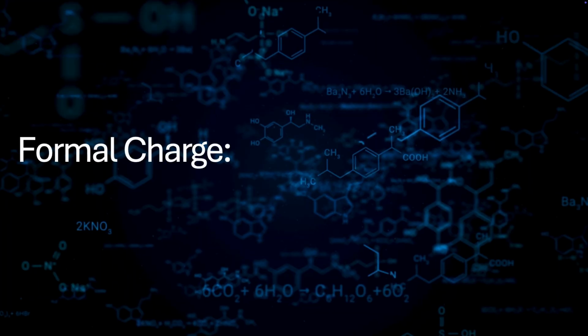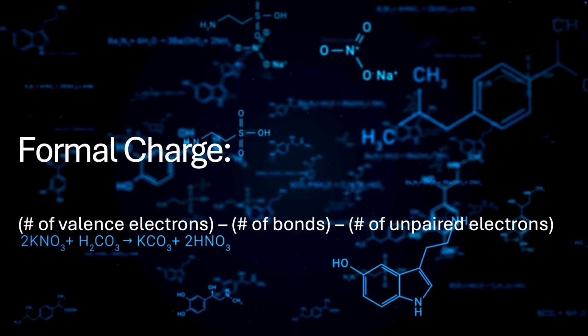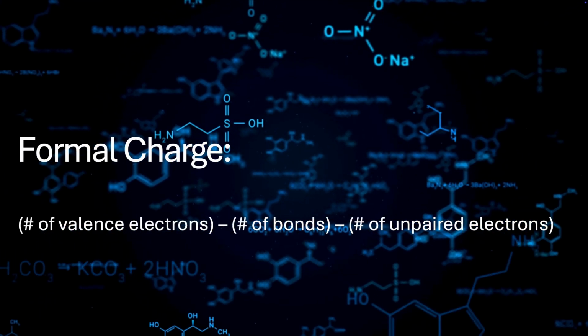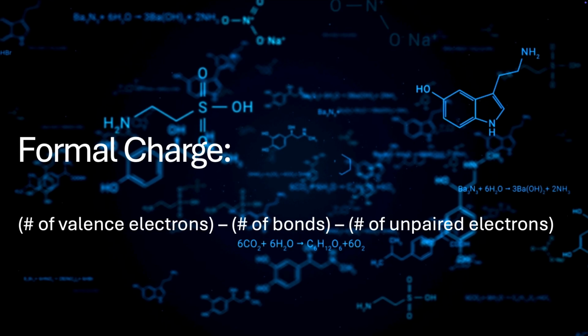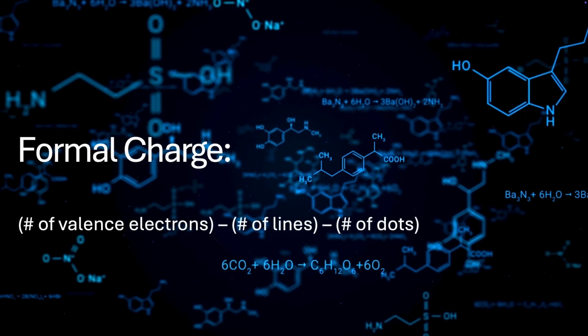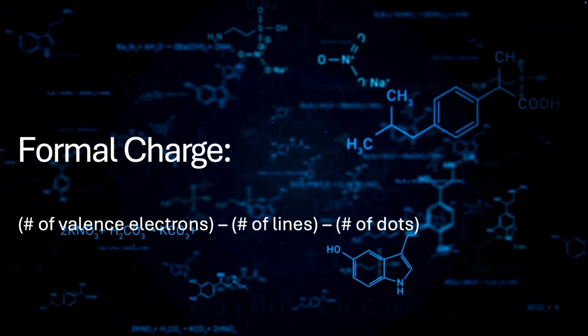Hey everyone, in the last video we talked about Lewis structures and the octet rule. In this video we're going to use Lewis structures to review formal charges. The basic definition of formal charge is the number of valence electrons minus the number of bonds minus the number of unpaired electrons. I like to remember this rule as valence electrons minus lines minus dots.